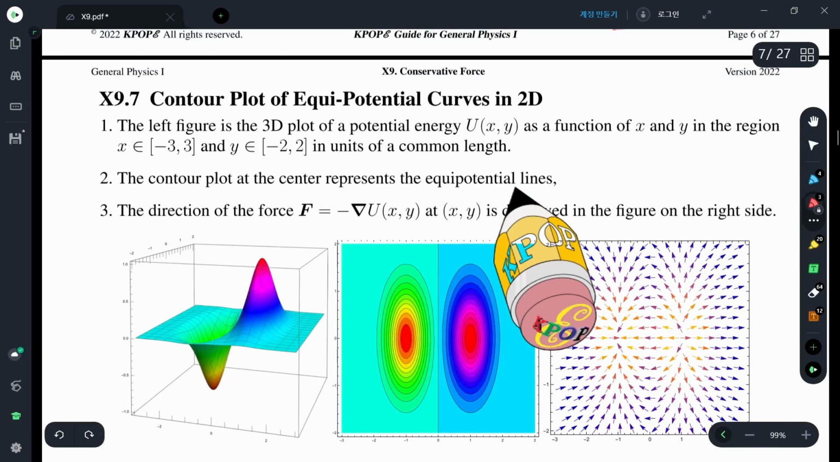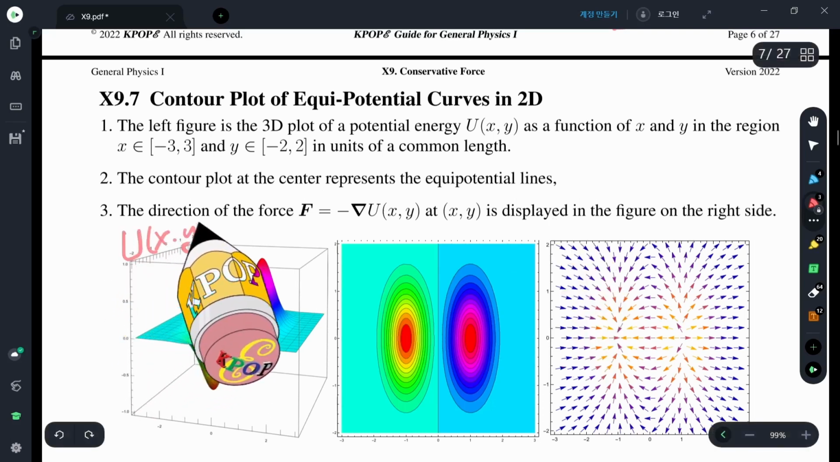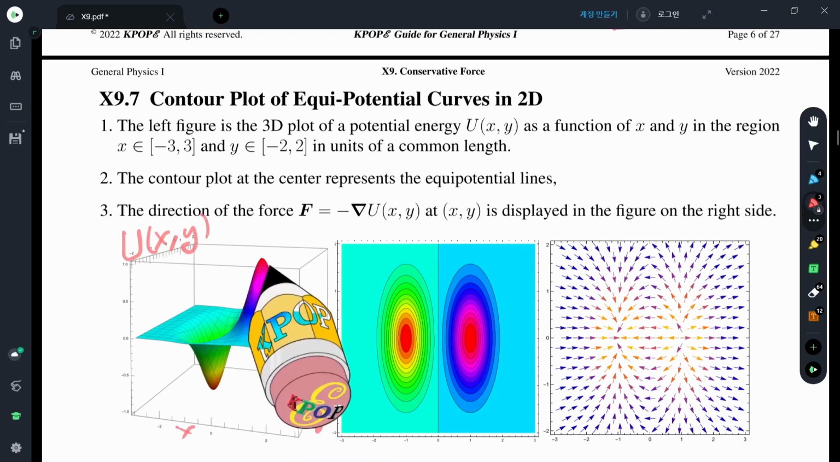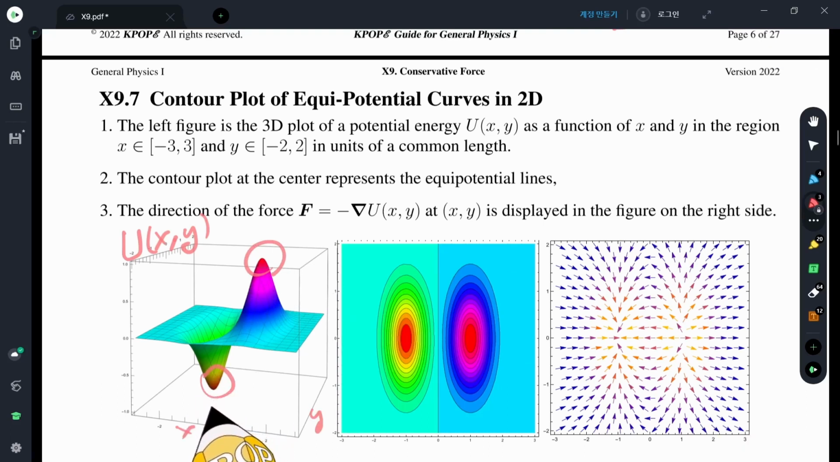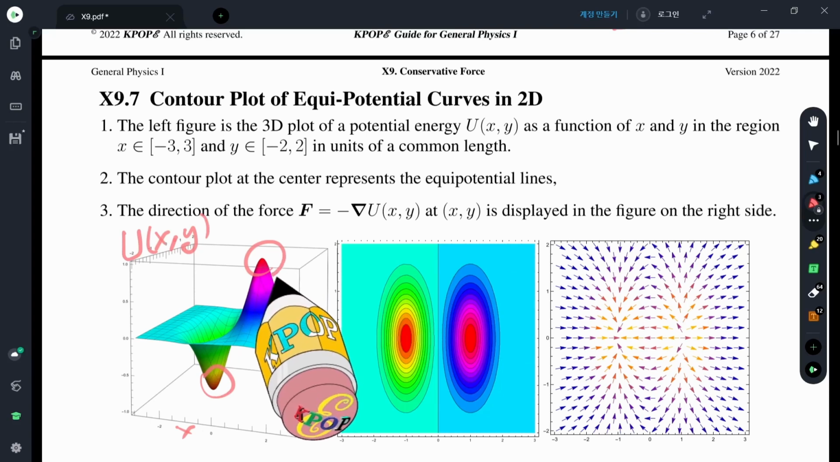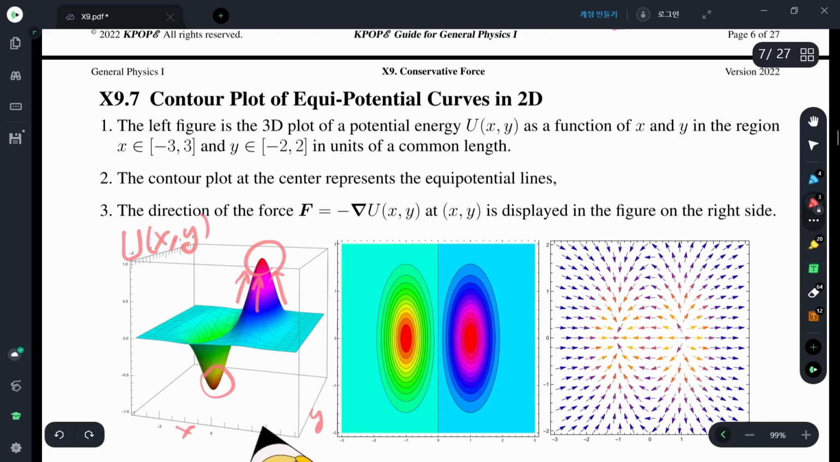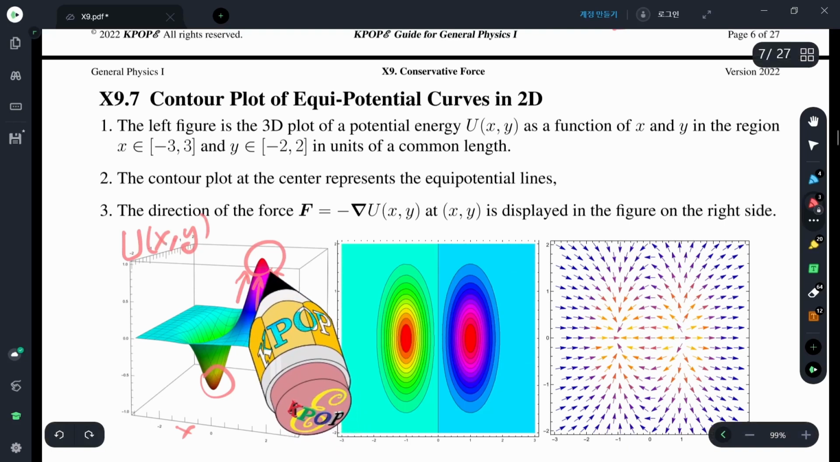This is a useful example to understand the gradient and the force coming from a given potential energy. This is the plot for u of xy. This is x and this is y. This potential has a peak at this point, and there is a dip in this point. So the gradient shows how the slope is directed to. So at this point, slope increases as we go this direction.